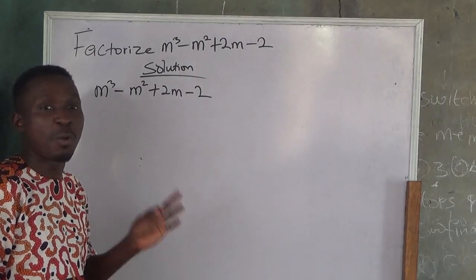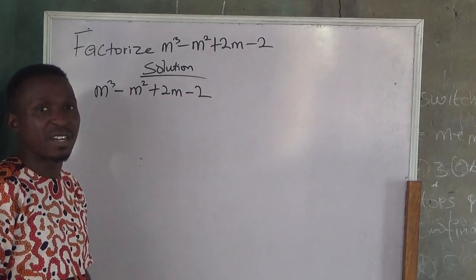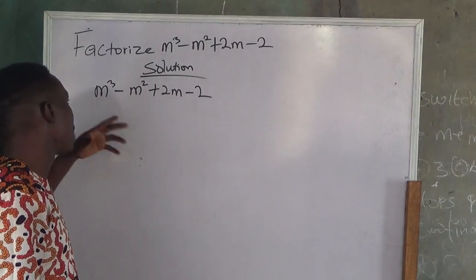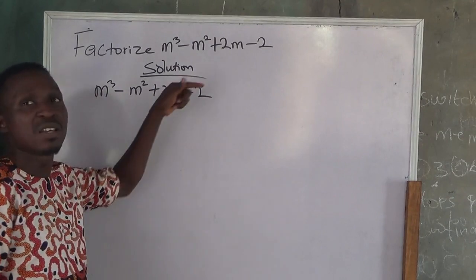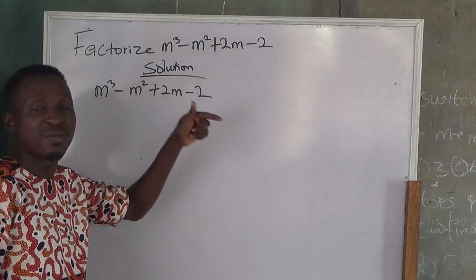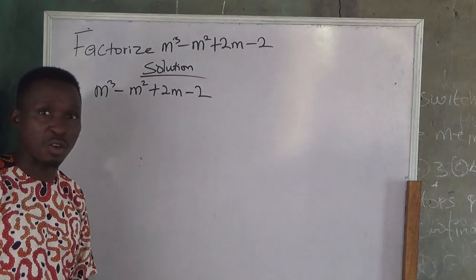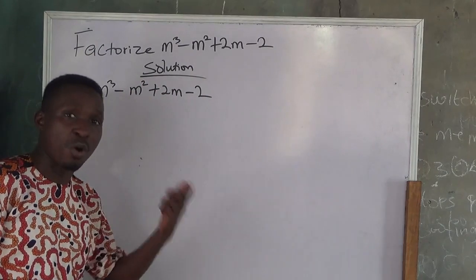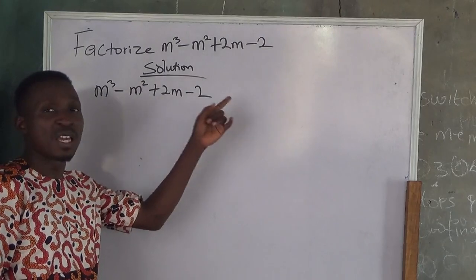You start from the number 1. You can use +1 or you can use -1. So what you do is that you assume that, let's say, the value of m is 1. If I put m is 1 here, will it give me 0? Now you try for +1. If it doesn't work, you try for -1. If it doesn't work, you move ahead and try for +2. If it doesn't work, you try for -2. So I'm going to start with +1 and see if it's going to give me 0.